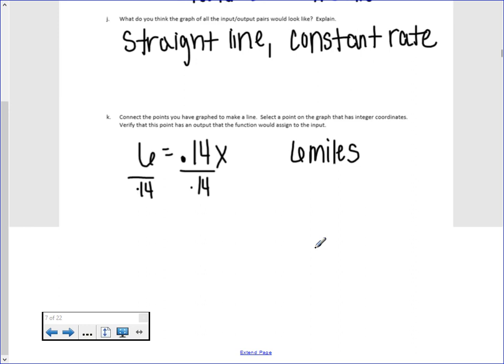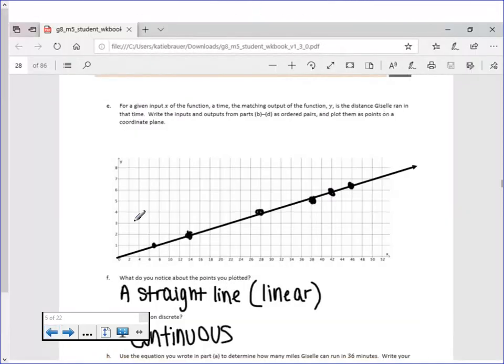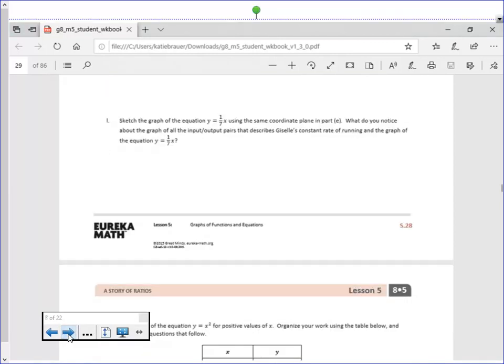So you need to take 6 divided by 0.14. That's close to 42 miles. We're going to go back on our graph, go up to 6 and see where it crosses. It's close to 42, so that worked out the way we wanted it to.